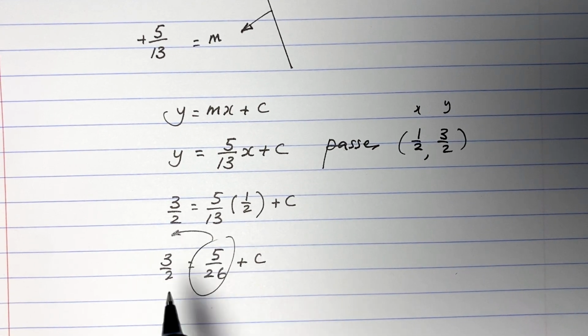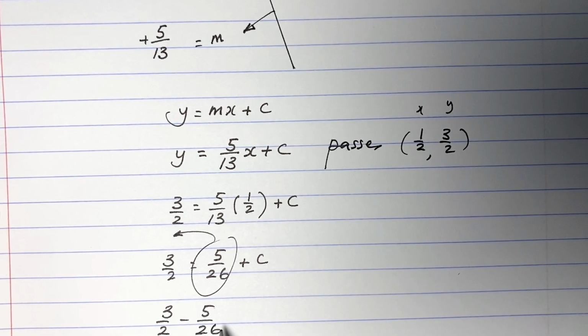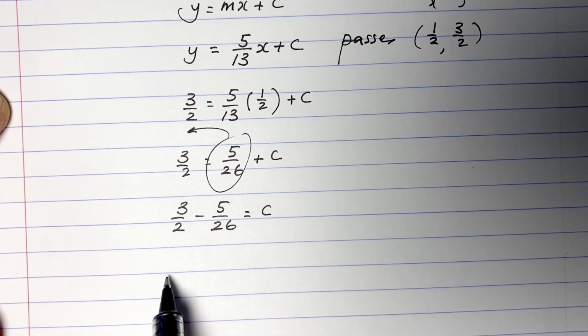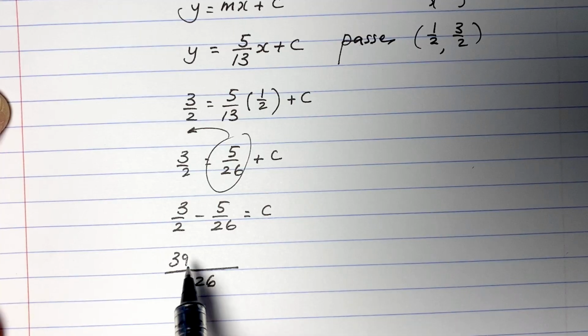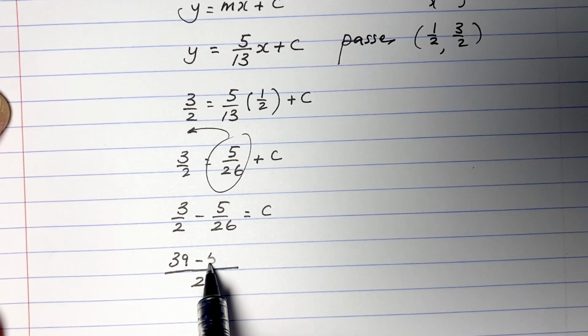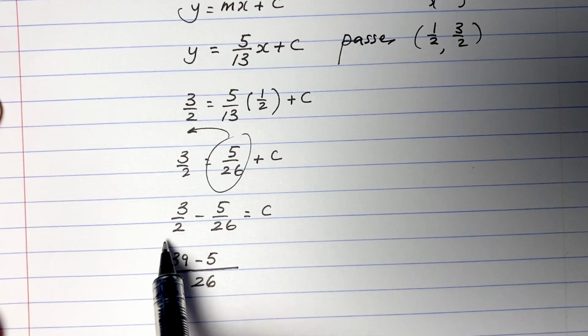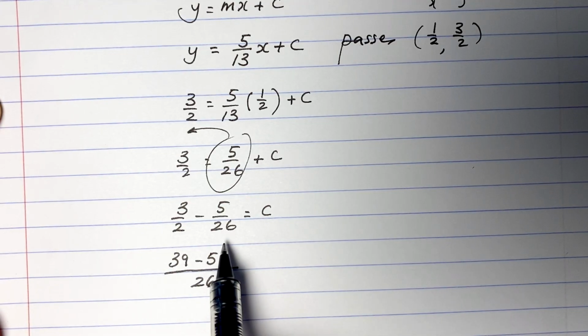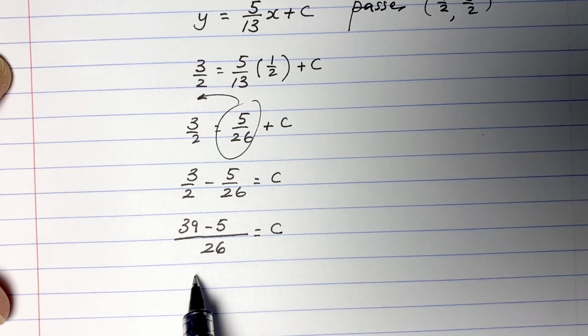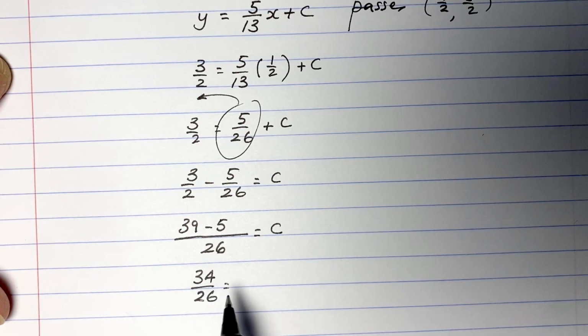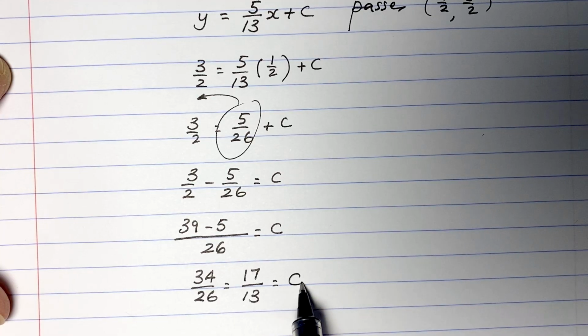Moving this to the other side. The numbers aren't very friendly, but never mind. Finding the common denominator. Divide and times. Divide and times. 26 divided by 2, 13, times 3, 39. 26 divided by 26, 1, times 5 is 5. Therefore, 34 over 26, which can be simplified to 17 over 13, will be the value of c.